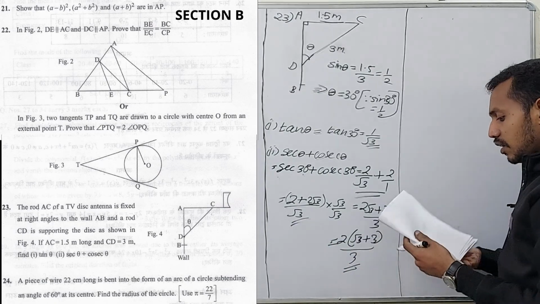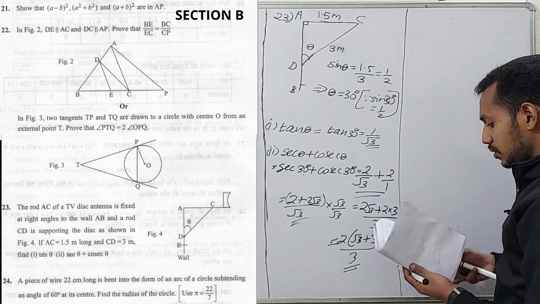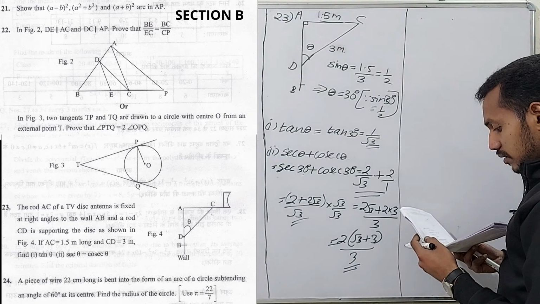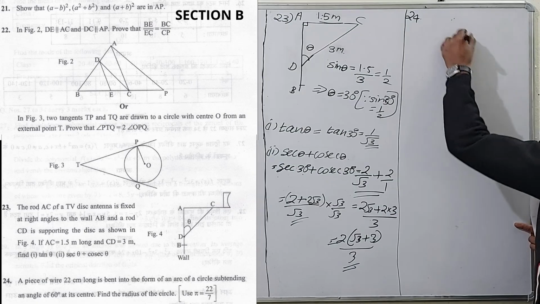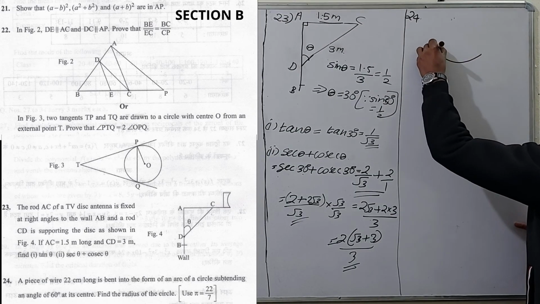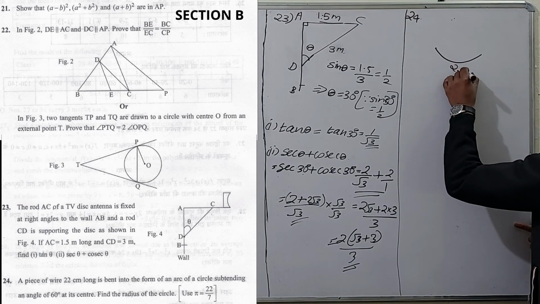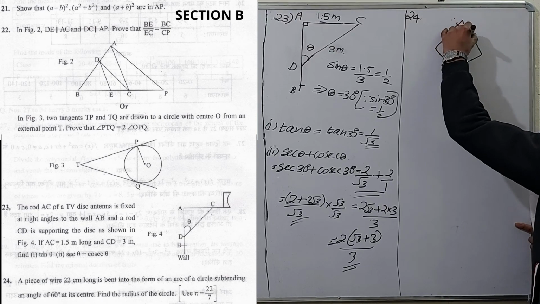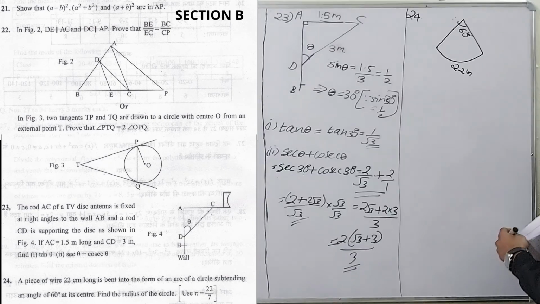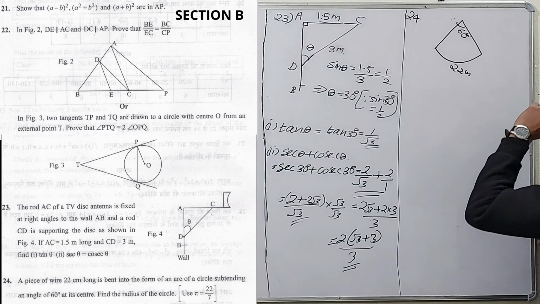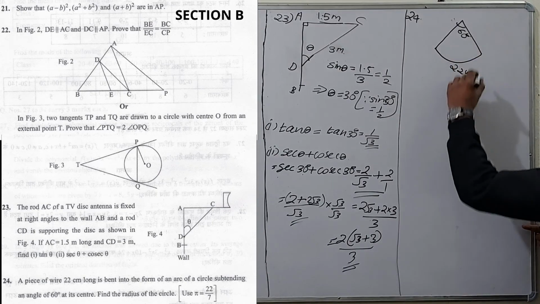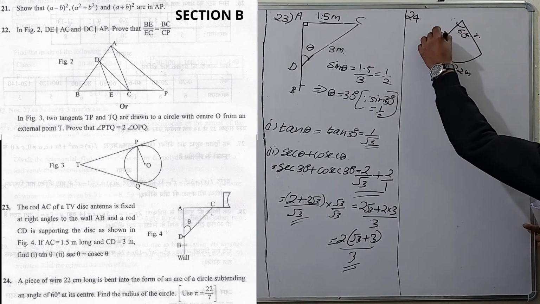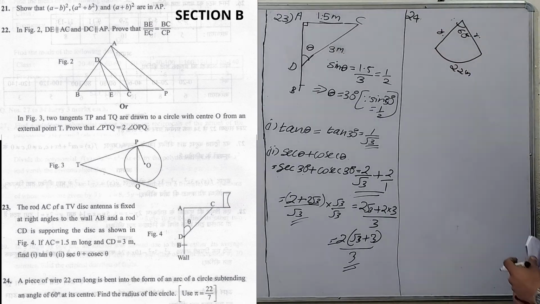That is better. Now come to question number 24. A wire of length 22 centimeter is made into the form of an arc which makes 60 degrees at the center. Okay, then what do we have to find? We need to find the radius of this arc. That is the thing we have to find, I think.